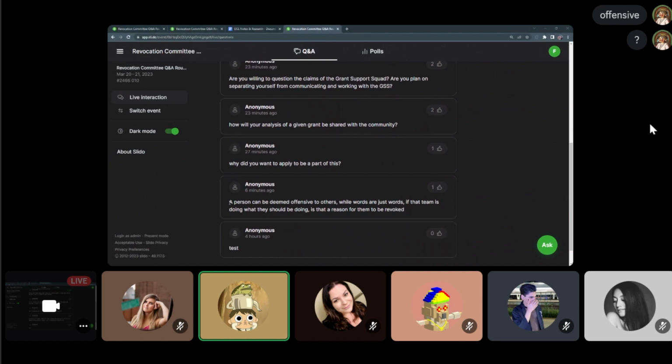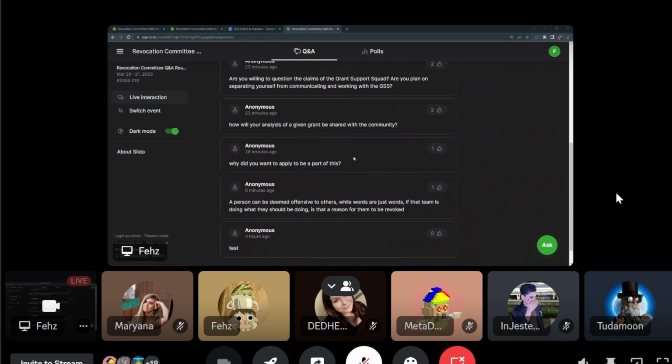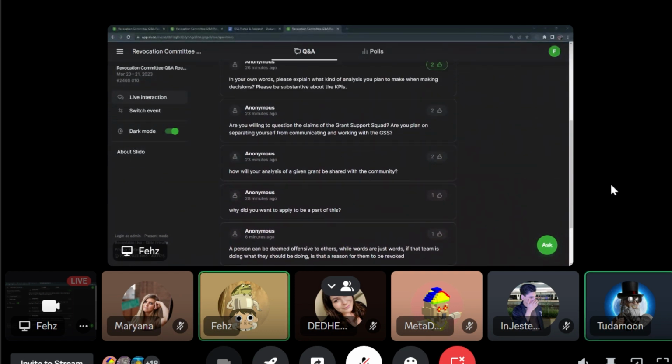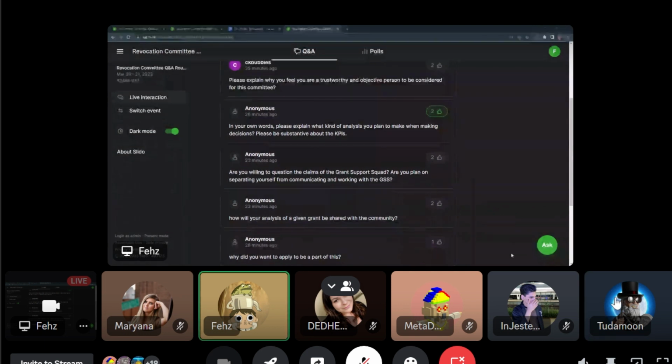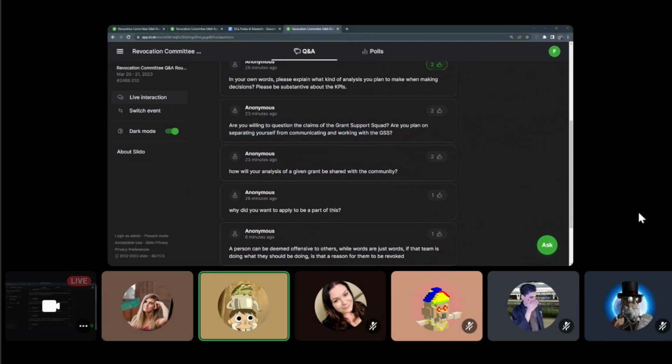It is this one. A person can be deemed offensive to others, while words are just words. If that team is doing what they should be doing, is that a reason for them to be revoked? I'm sorry to interrupt. You guys missed the one question. Are you willing to question the claims of the grant support squad? Oh, sorry. You're right, yes. Because it was way up here. Sorry, you're right. Yeah, this is kind of an interesting one. Thanks for calling that.